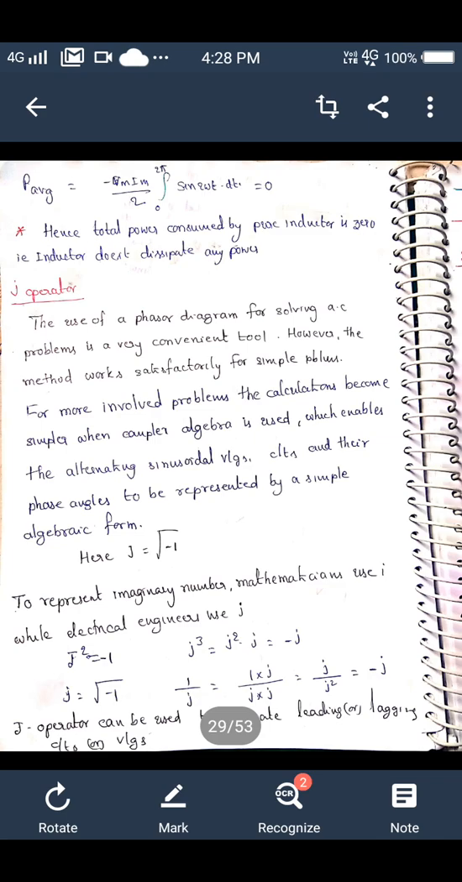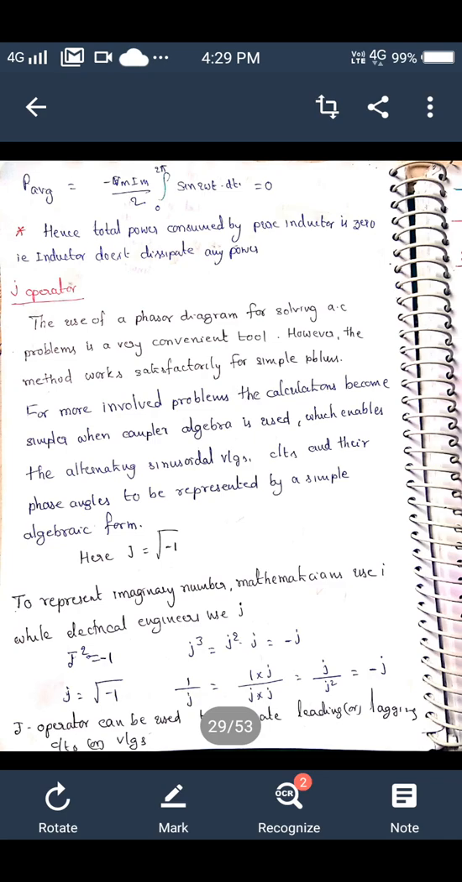Mathematicians and physicists represent a complex or imaginary number using the word I operator. But we electrical engineers use I for current. That's why in place of I, we use J.